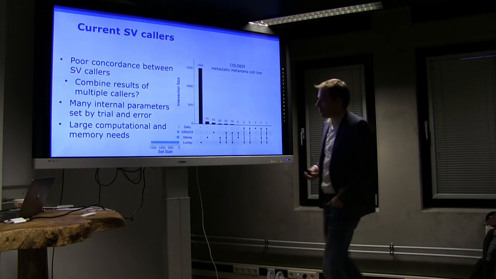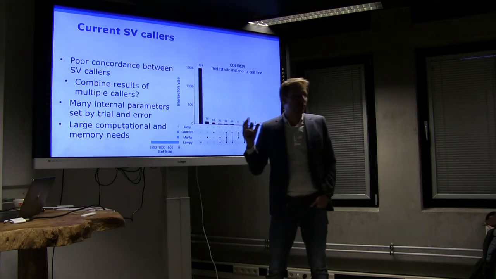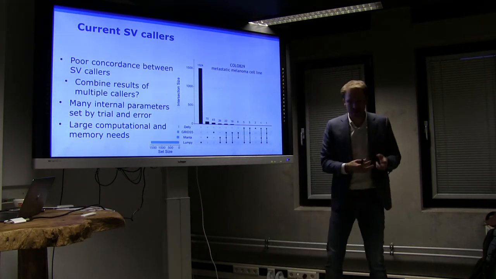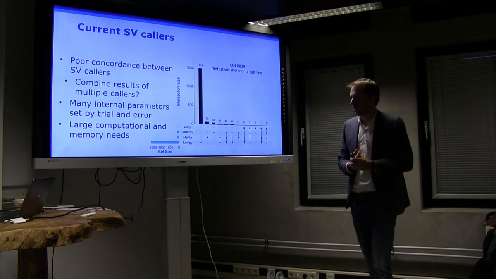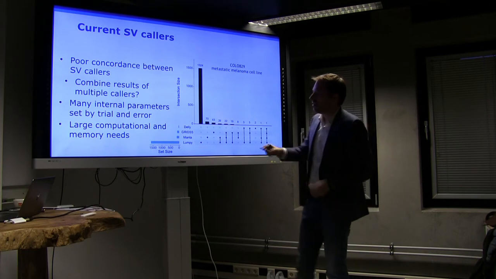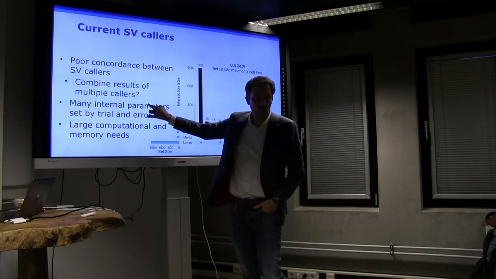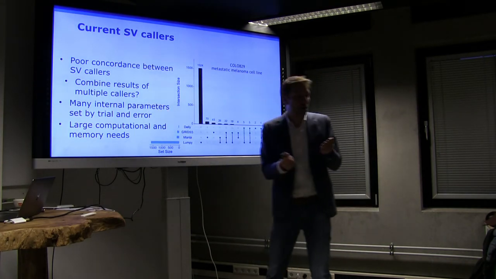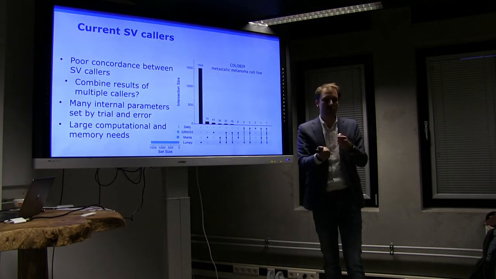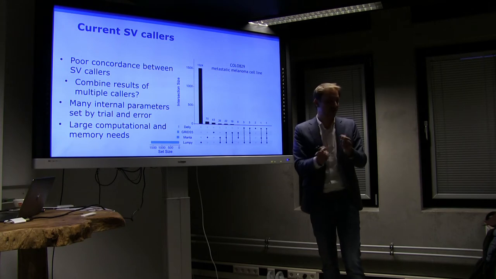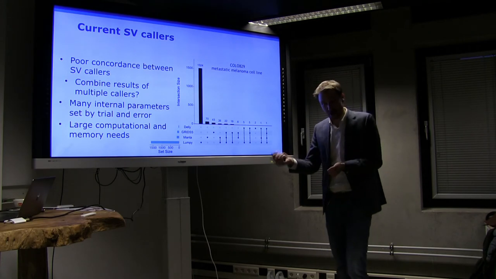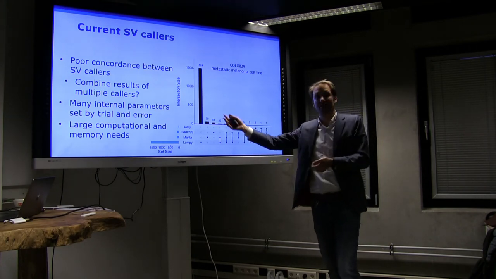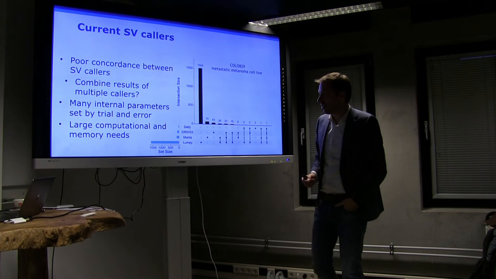Now, if we look at these tools, they agree in only very small fractions. One predicts there's an SV here, another predicts there's an SV there, and the concordance is very poor. The main problem is that all these methods are basically a bunch of rules that you need to tweak and tune manually. That's how, historically, these algorithms have arisen. If you change some parameter here, you get more false positives here, more false negatives there. So they're a nightmare to tune.